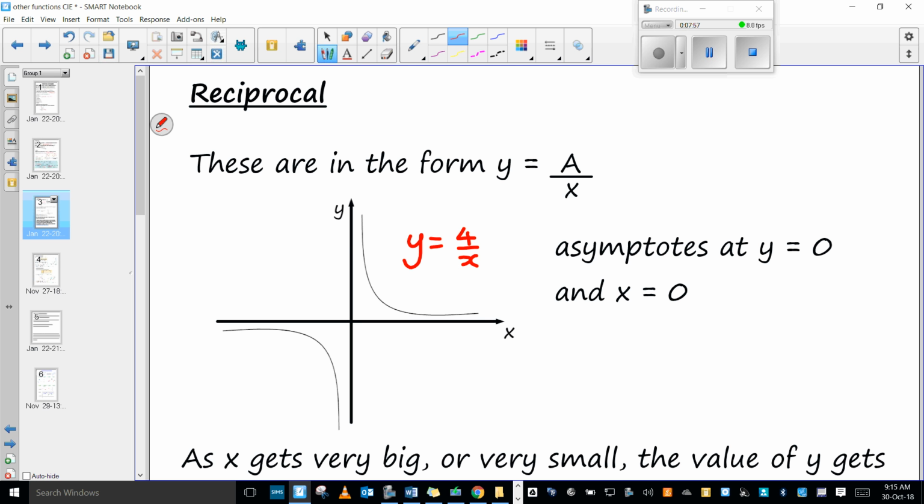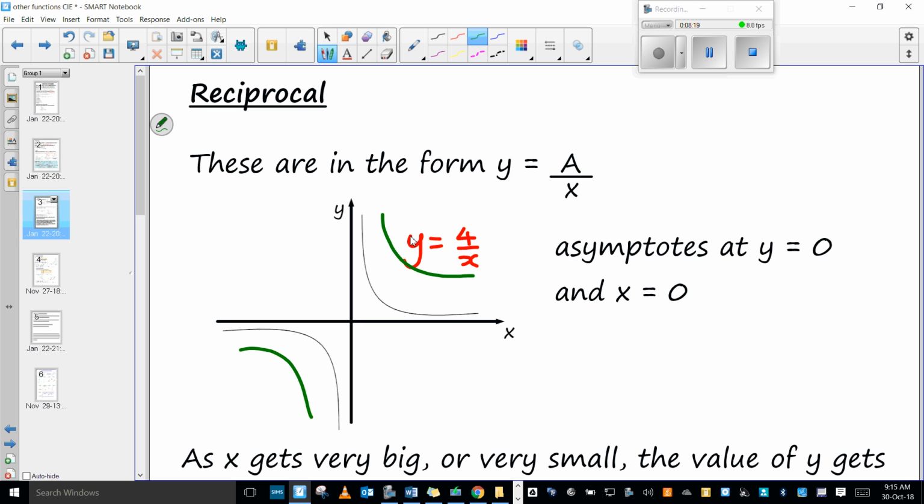Now, it doesn't matter what this value on the top is, they always look the same. The only difference to them is that they might be further out. Okay? But to look at the picture, if you've got no scales on them, they all look exactly the same. They have two branches, and they do that.